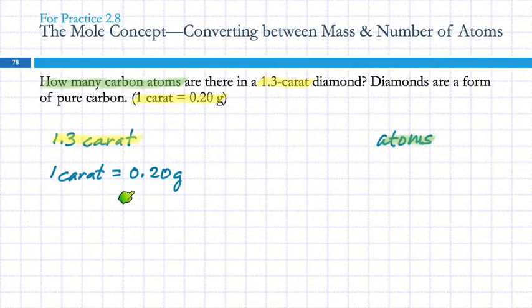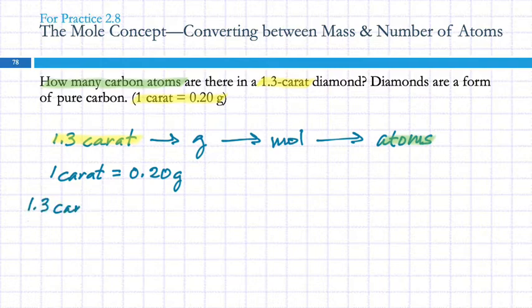Well, we probably need this one. This would allow us to convert carats into what? Grams. Carats to grams. And then to get from grams to number of atoms, it's the new unit we learned about today, moles. Grams to moles and moles to atoms. 1.3 carats, 3 fractions, because there are 3 arrows.